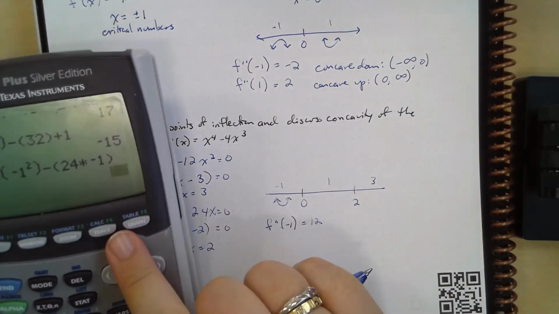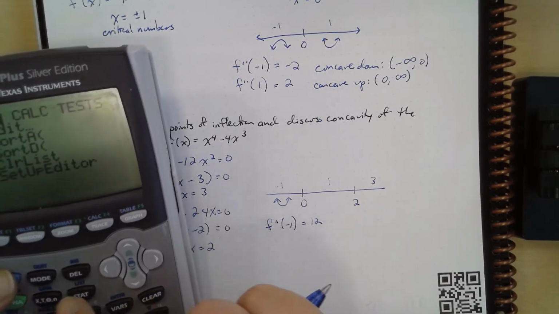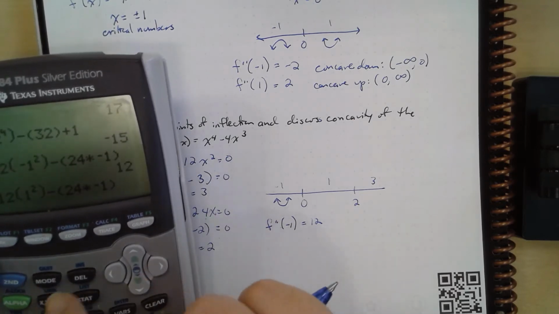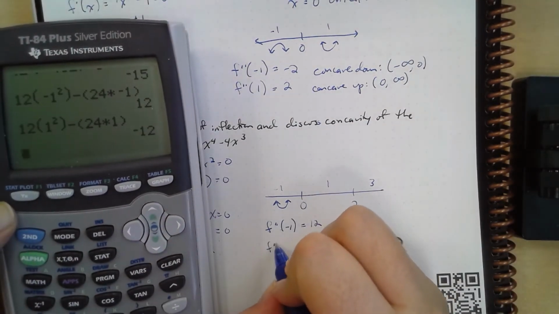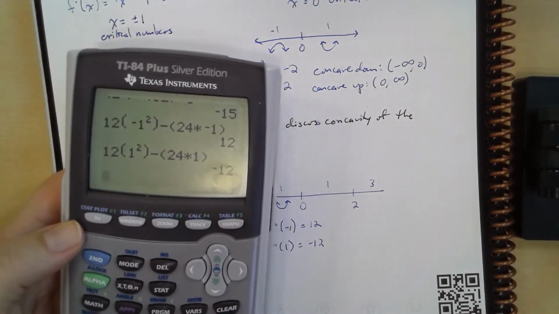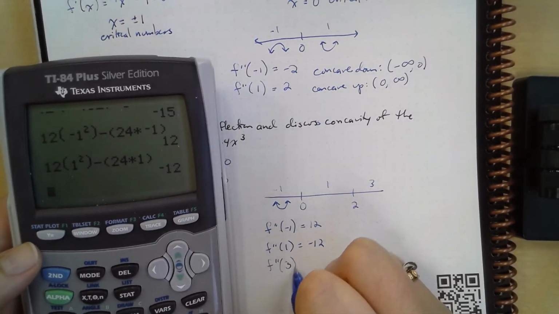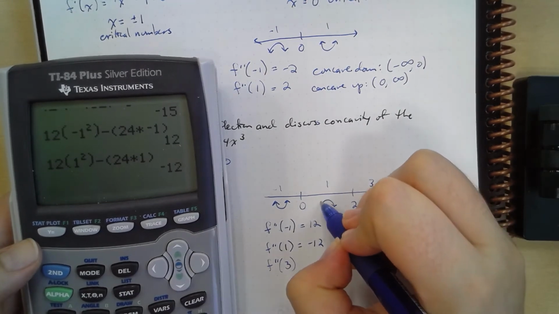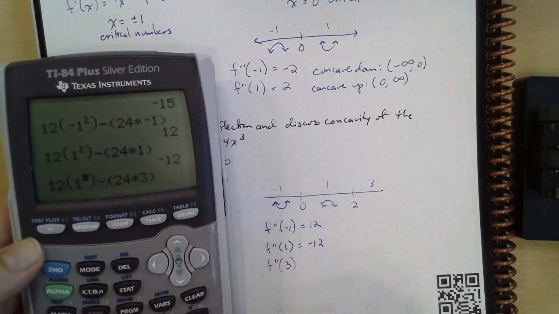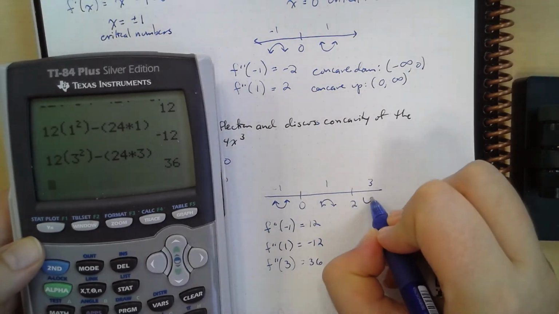Okay. Then if I put in 1, f double prime of 1 is equal to -12. Can you see my calculator here? I think so. So if it's -12, that's concave down. If I put in 3, we get 36, so that's positive, so that's concave up.